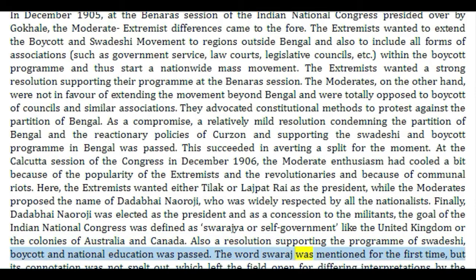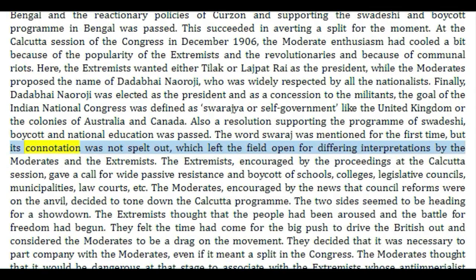The word Swaraj was mentioned for the first time, but its connotation was not spelt out, which left the field open for differing interpretations by the moderates and the extremists. The extremists, encouraged by the proceedings at the Calcutta session, gave a call for wide passive resistance and boycott of schools, colleges, legislative councils, municipalities, law courts, etc. The moderates, encouraged by the news that council reforms were on the anvil, decided to tone down the Calcutta program.